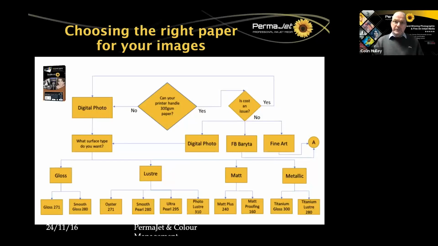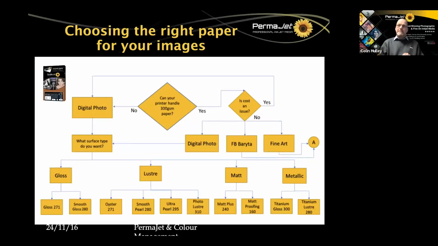So if you are wanting a gloss look, because that's the kind of look you're wanting to achieve, within the PermaJet range, you've got 2. You've got Gloss 271 and you've got Smooth Gloss 280. The difference between those two is in one way the weight. The numbers that you see depicted on screen specify the GSM, the grams per square meter, for each of those products. So Gloss 271 is 271 GSM and Smooth Gloss 280. Smooth Gloss is slightly heavier, slightly more sturdy, but also slightly warmer than the gloss.